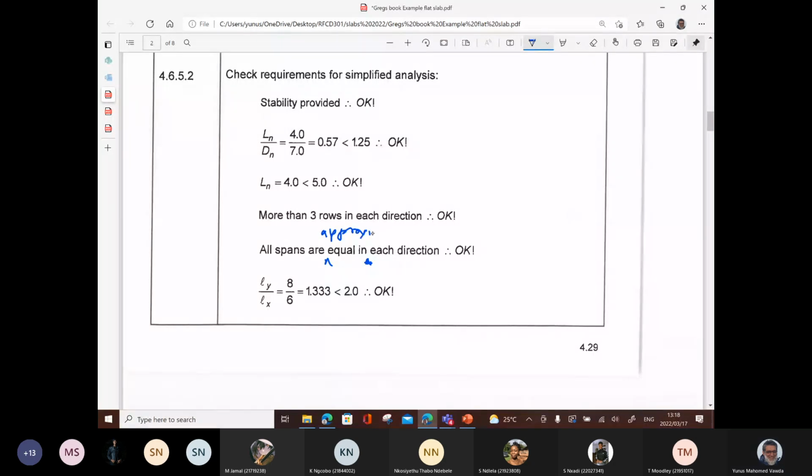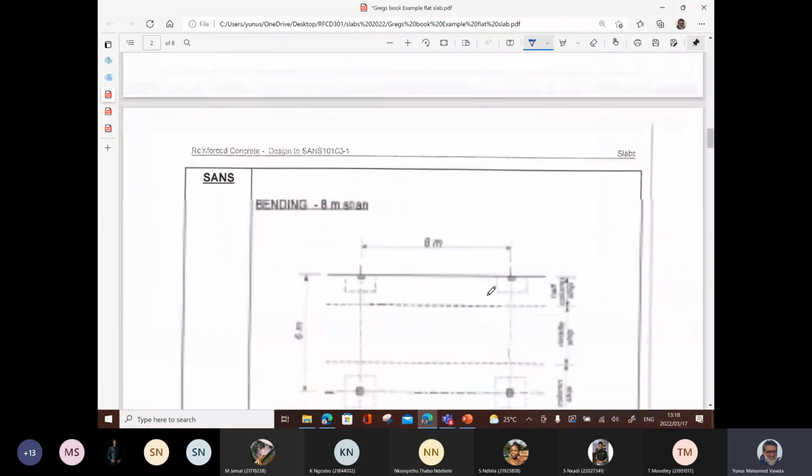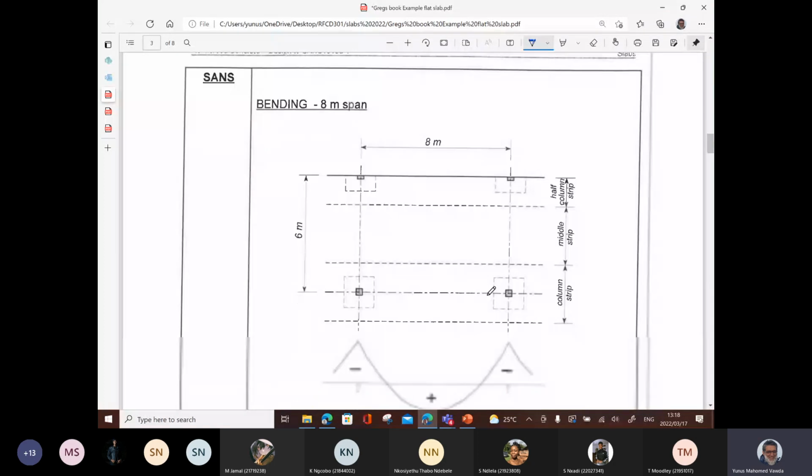And the same thing that we used earlier on, where we said it mustn't exceed the one span by 15%. You can use the same sort of guide. So there's nothing written down, but you can use that guide. Ly over Lx is 8 over 6, 1.33, which is less than 2. Okay, now we're looking in the 8-meter span.